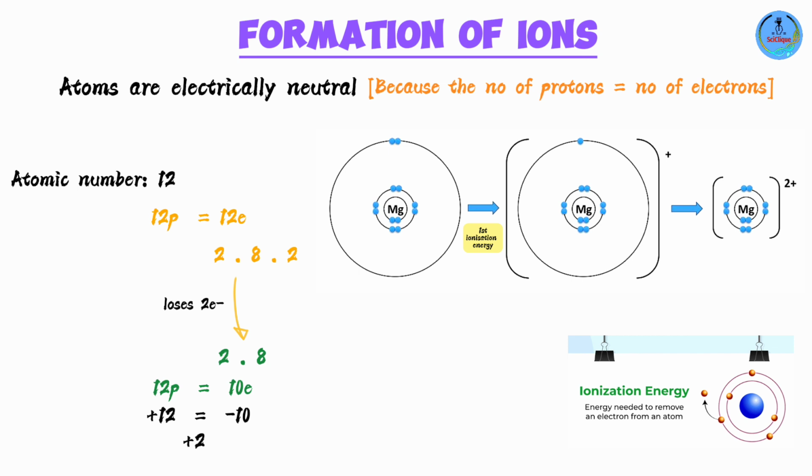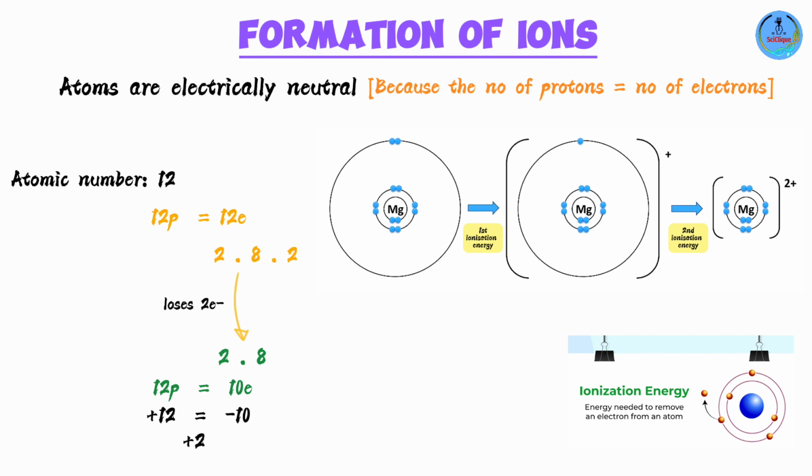Now, after that is done, you're going to need another input of energy for the last valence electron. This is going to be the second ionization energy. Now, I want to say this. The second ionization energy is always more than the first ionization energy.